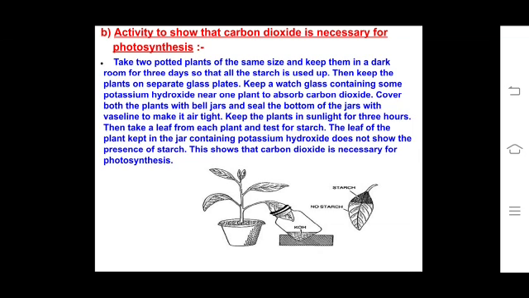When you are keeping it in the sunlight, the other parts of that leaf which are uncovered have sunlight falling on them, but that part which is covered with black paper is not getting sunlight. So keep it for 3-4 hours in the sunlight, then pluck that leaf and then test for starch.